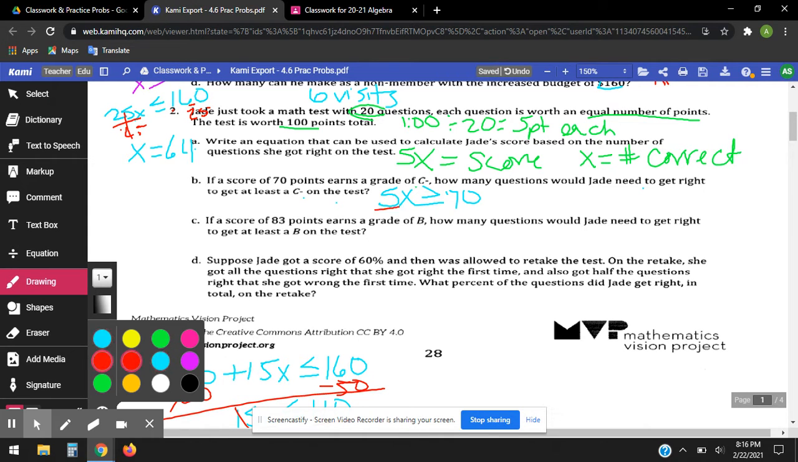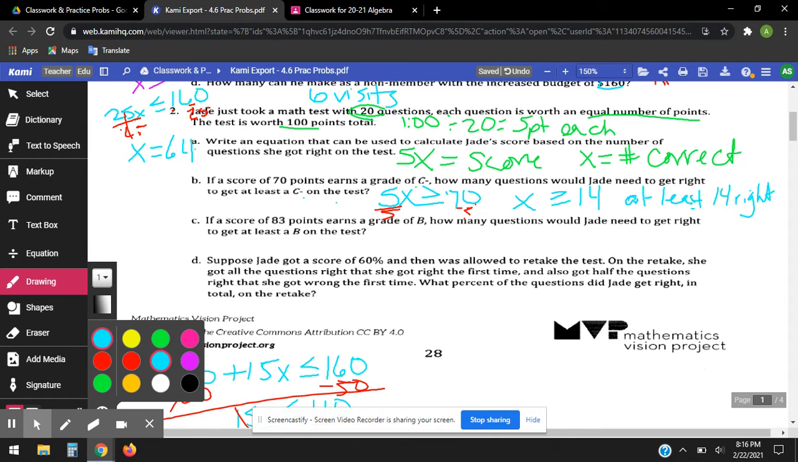Well, if we divide both sides by 5, X needs to be greater than or equal to 70 divided by 5, which is 14. So she needs to get at least 14 right.